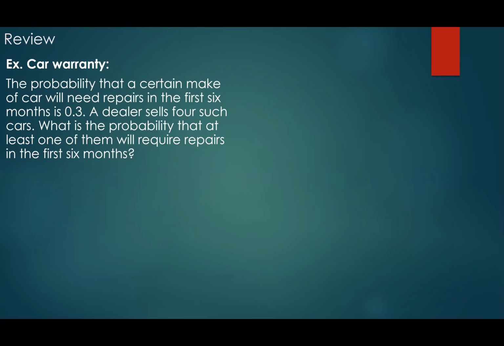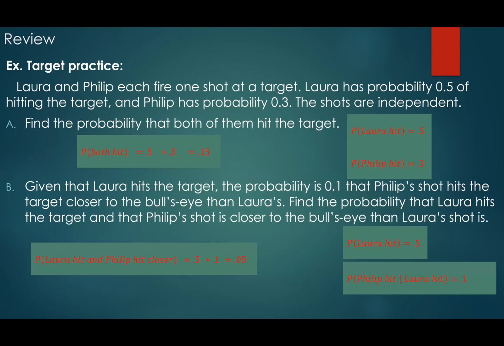I'm sorry, you said that B is dependent because Philip depends on Laura hitting her target first, right? Right.